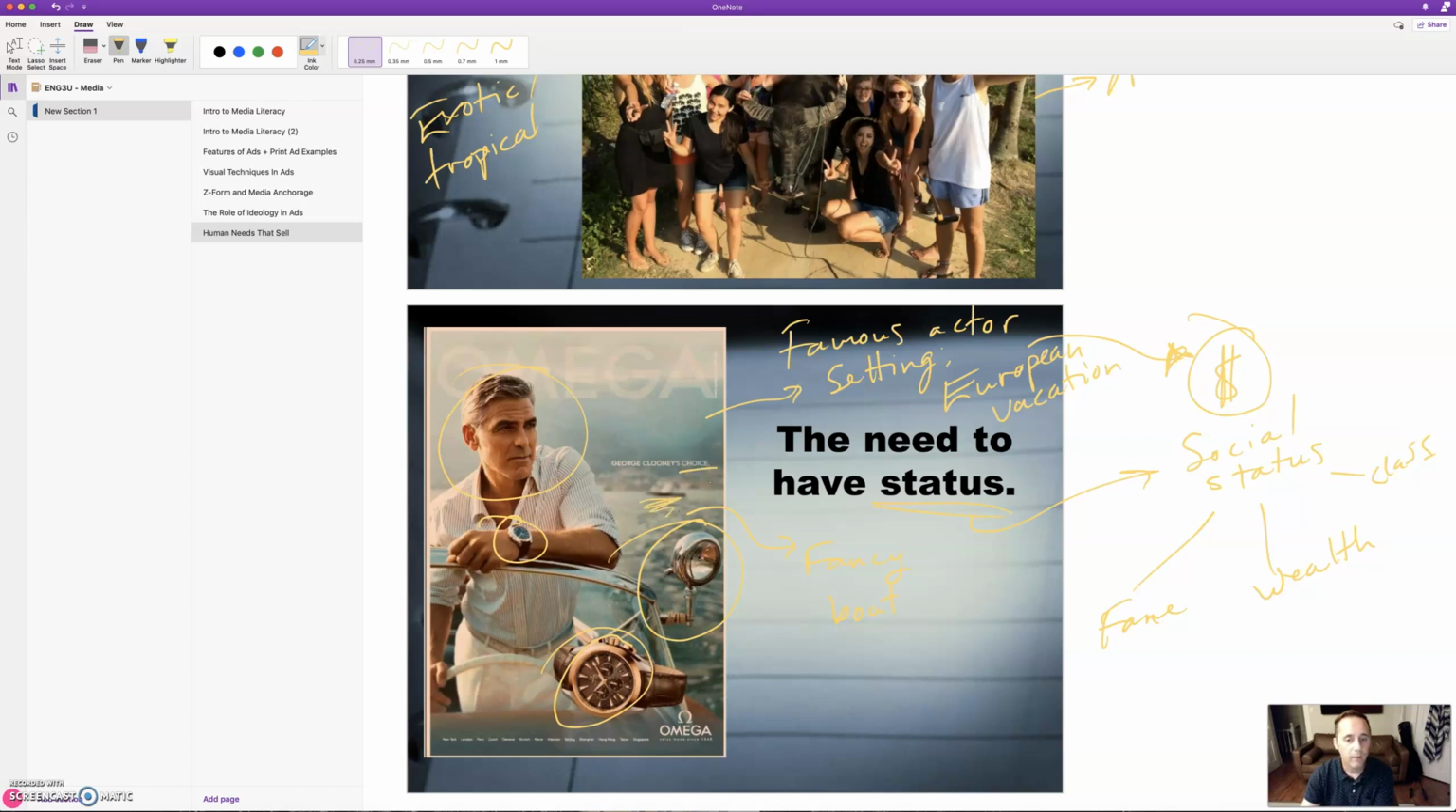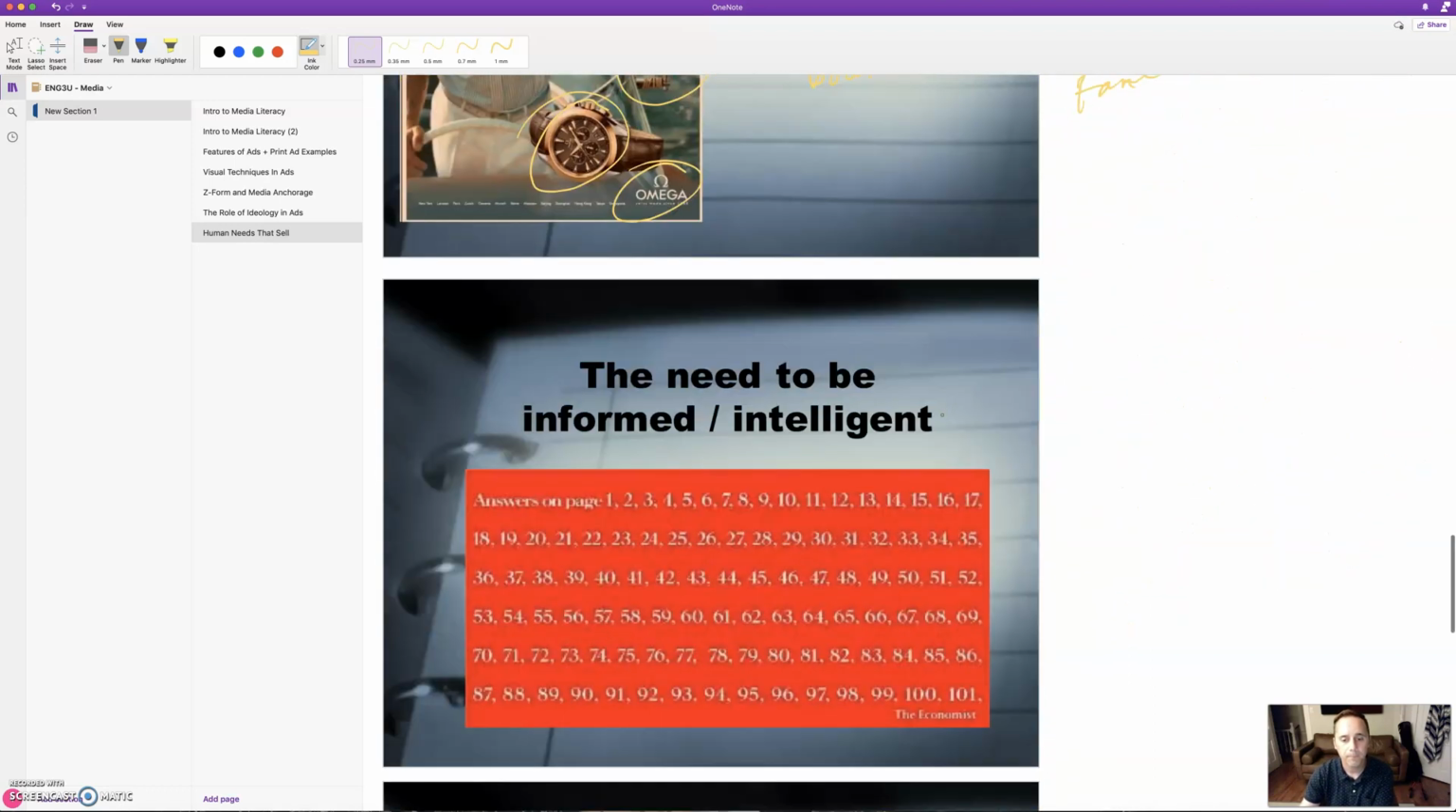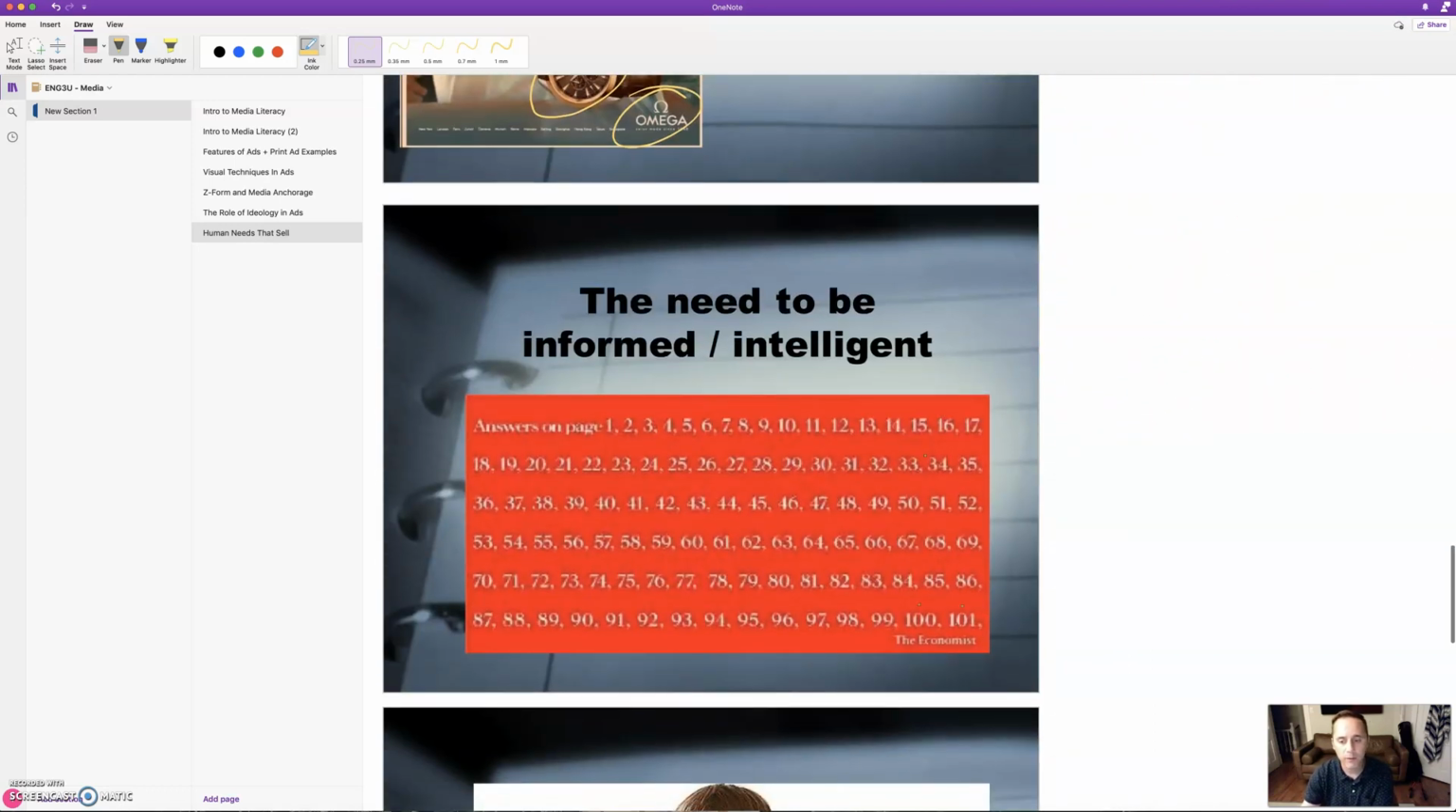And the fact is, they're saying Omega, George Clooney's choice. The name is behind him, kind of faded, and then down here it's a little bit more bold. So they really want us to focus on, oh, it's George Clooney's choice, right? So to be connected to famous people, to have status. The need to be informed or intelligent.